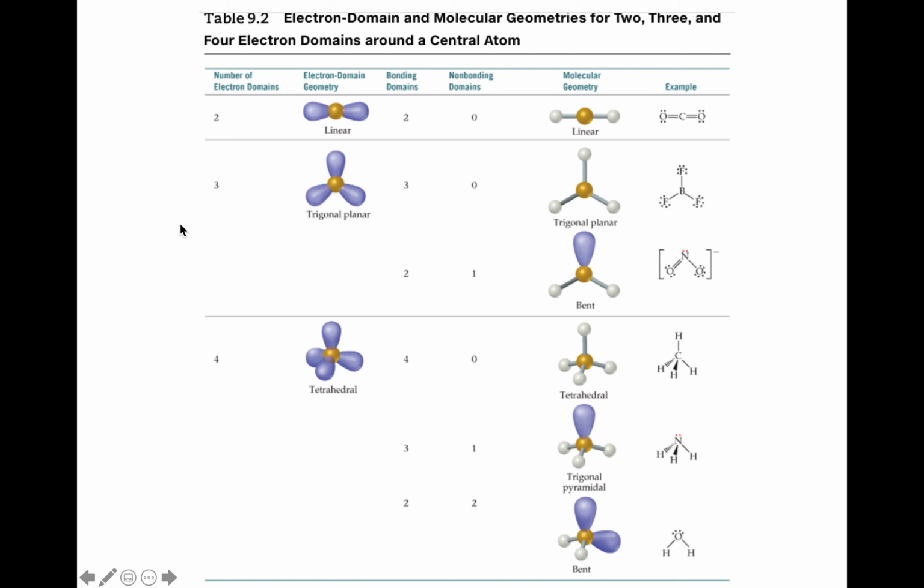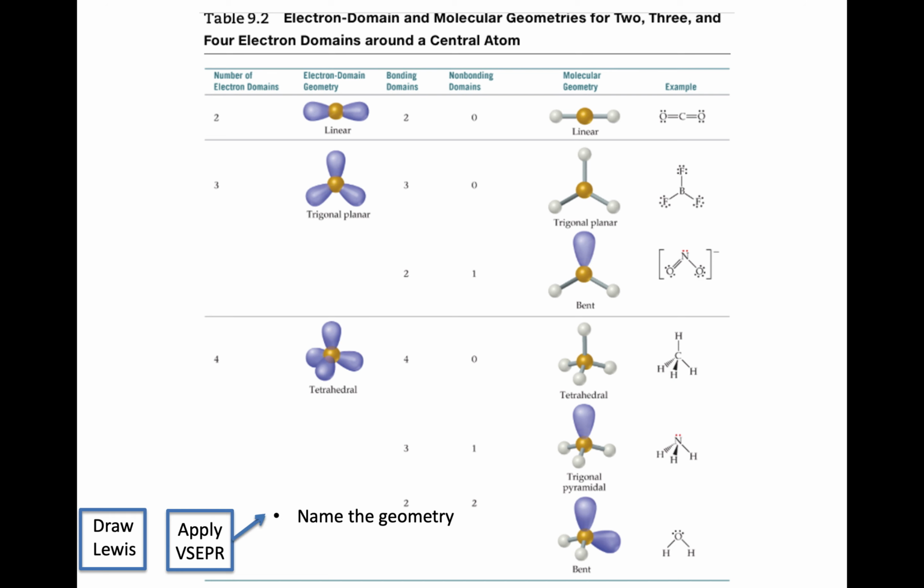So far within the video, we've looked at examples in which we have up to 4 electron domains, and it's led to different molecular geometries. Our plan is that we need to be able to draw a Lewis structure, apply VSEPR theory, name the geometry, estimate the angles, and also use that to determine the molecular polarity. That's another skill for us.